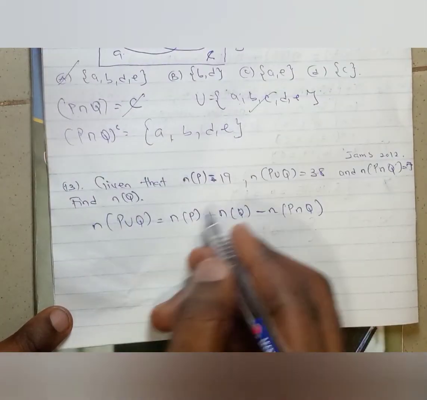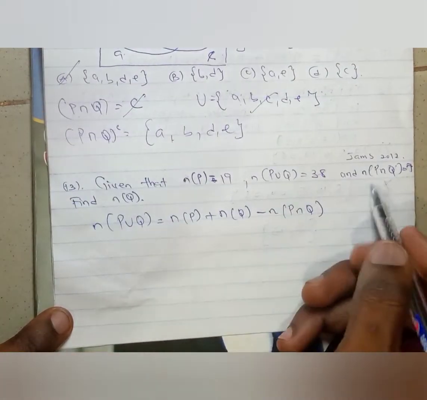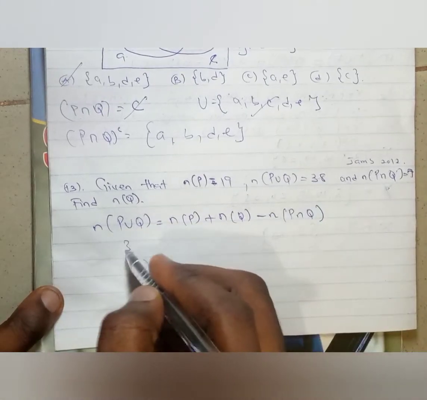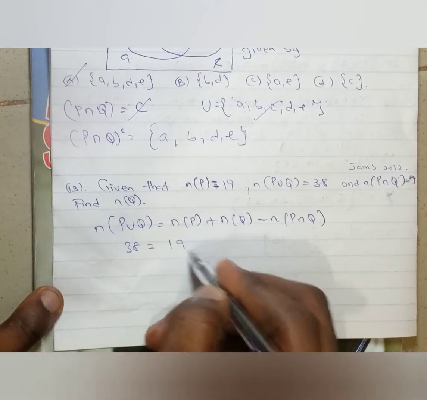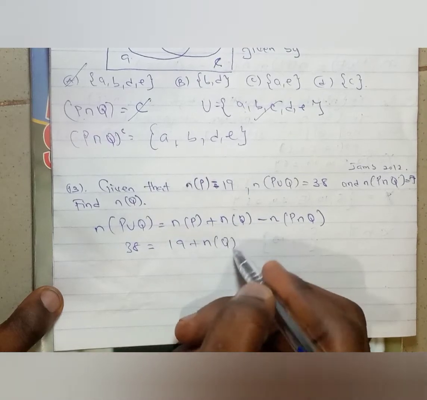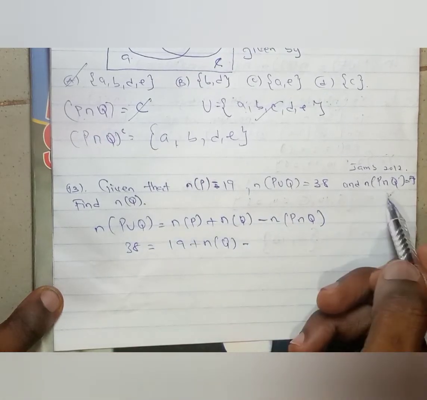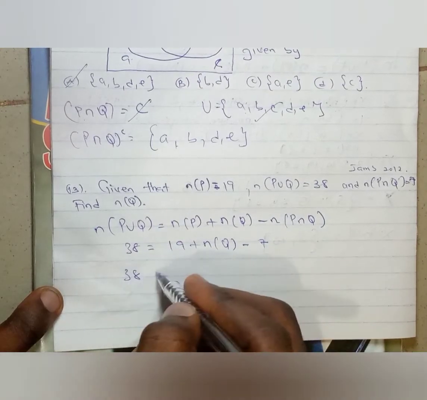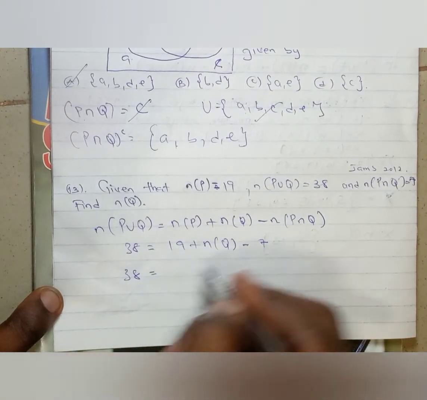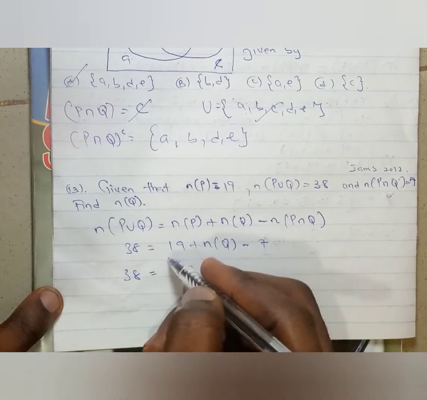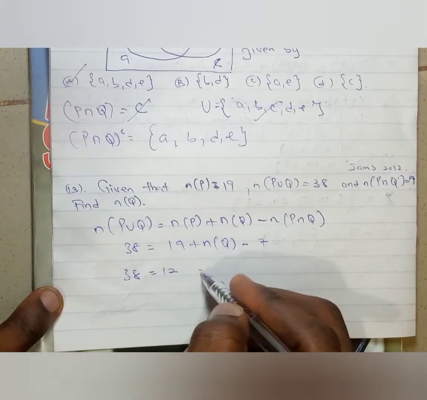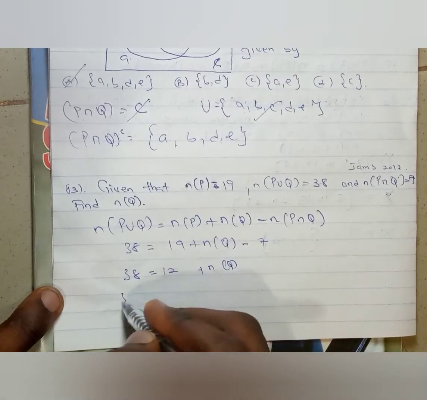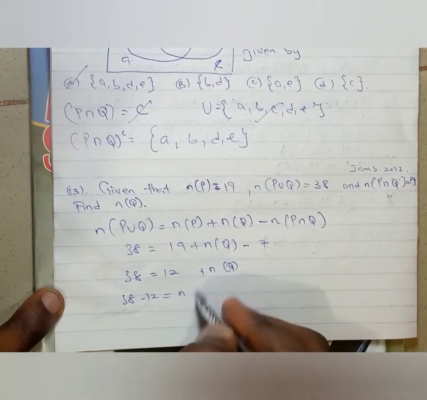Now let's substitute the values. 38 is equal to 19 plus the number of Q minus the intersection, which is 7, right? So 38 is equal to, subtracting 7 from 19, you have 12, right? Plus the number of Q. So 38 minus 12 is equal to the number of Q.